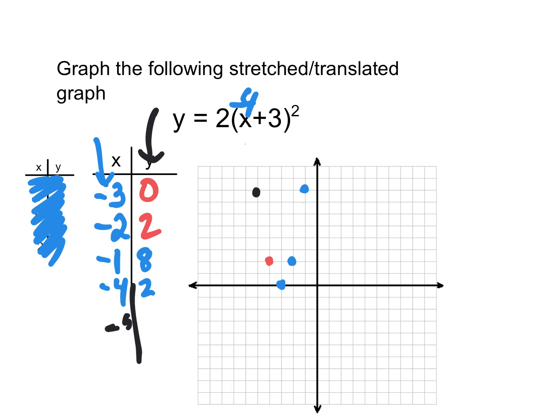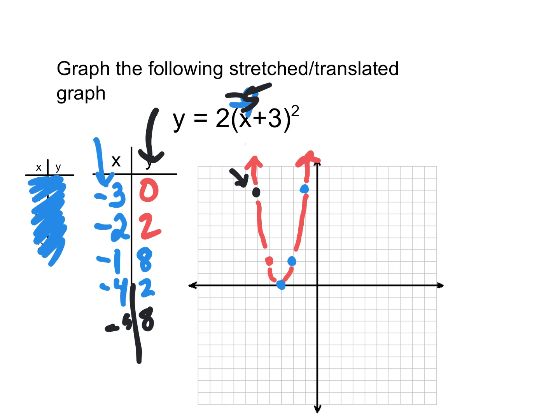And -5, let's check. If I put a -5 in, this is really 2. 2 squared is 4 times 2 is 8. Yes, -5, 8 is that point right there. And now let's just connect these all with a nice red line. And there we go. That's a typical difficult test question on stretching, shrinking.